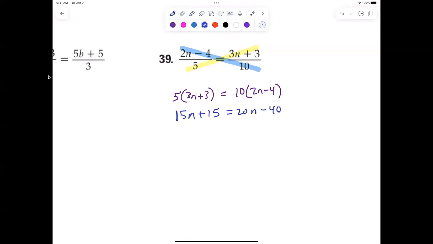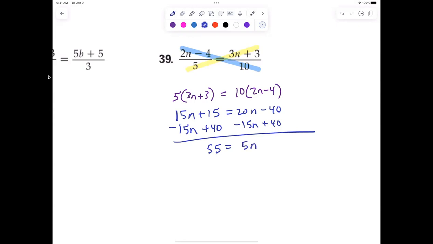Now, am I going to subtract the 20 or subtract the 15? Subtract 15n, subtract 15n, add 40, add 40. 55 is equal to how much? It's 5n. Is that correct or did I make a mistake? All right, now what? Divide by 5. So n equals 11. Very good. All right.